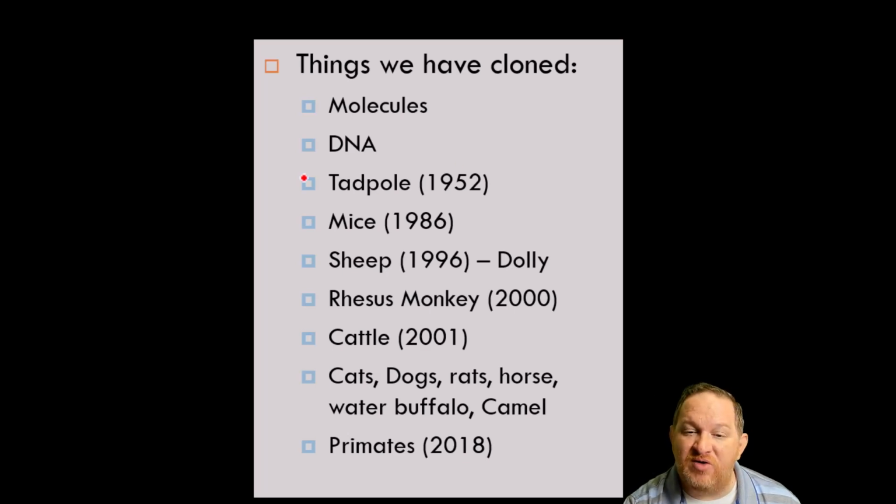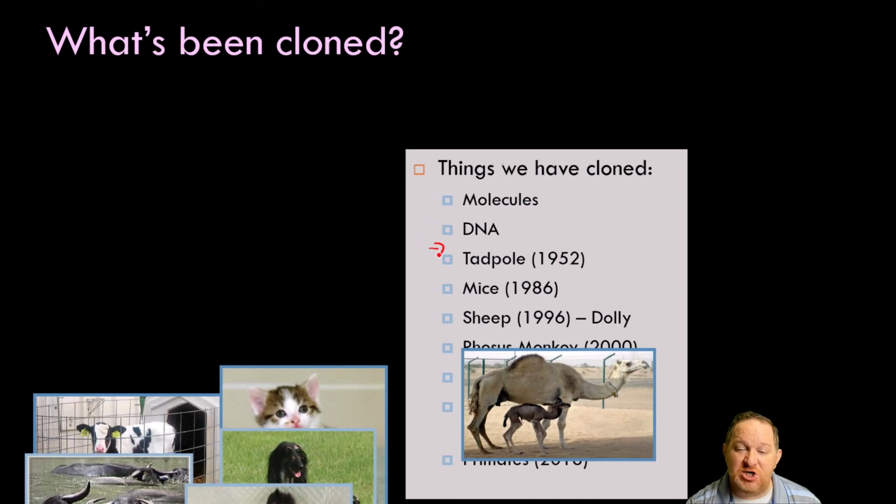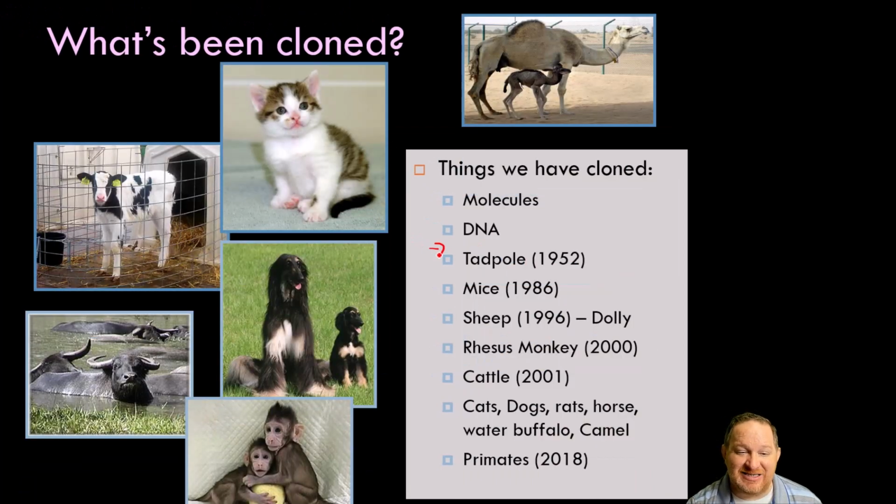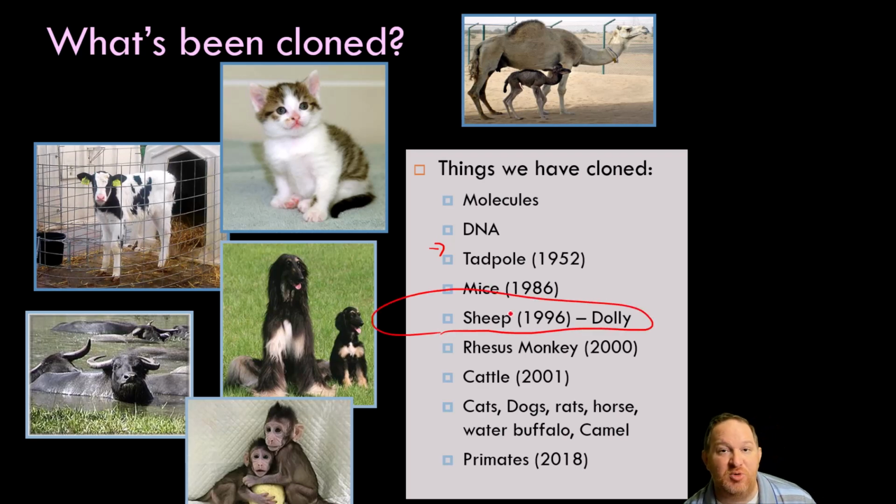Then we started moving towards animals, to different types of organisms that are a little more complex, like the tadpole we did in '52, mice in '86. Then, the big thing, which I'll talk about more, in 1996 is when we started moving towards bigger mammals, and I'm going to show you the process of cloning Dolly, the sheep, in a moment. In 2000 we did a rhesus monkey, then cattle, cats, dogs, rats, horse, and then primates.